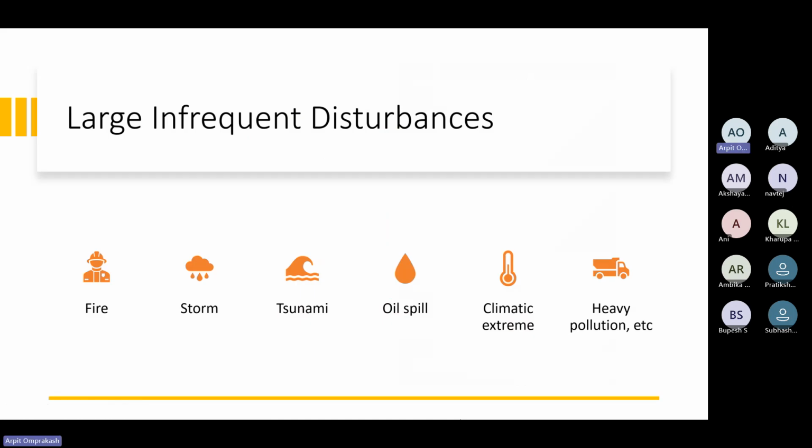So large and frequent disturbances, as I was mentioning, can be any of these: fire or a large storm, or tsunami, or an oil spill, climatic extremes such as too much heat, too much cold in a given region, abnormally high temperatures or abnormally low temperatures, and heavy pollution, etc.